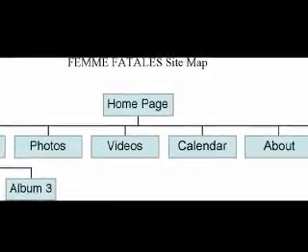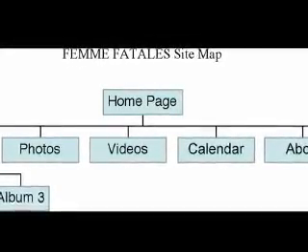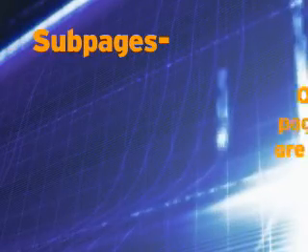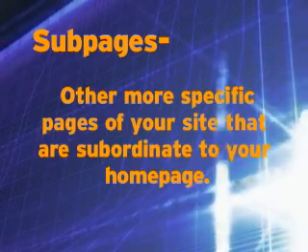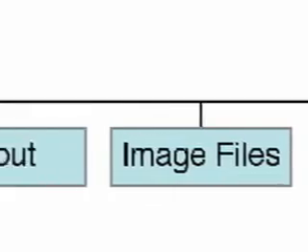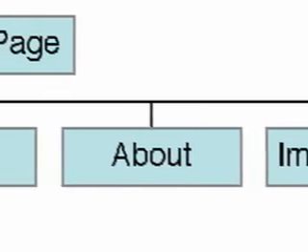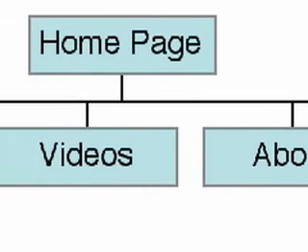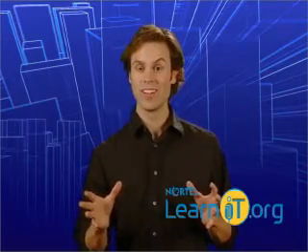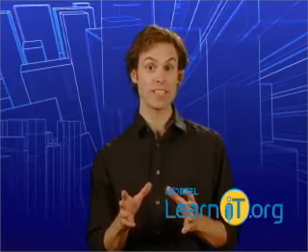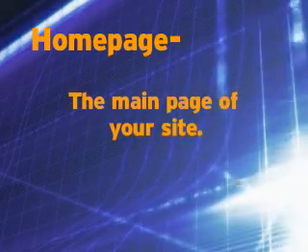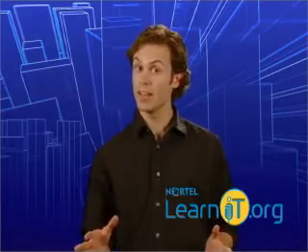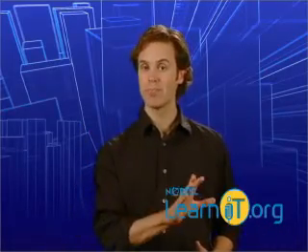So, we start with the home page at the top of the sitemap. Below the home page, we list some sub-pages. Sub-pages, you'll remember, are pages that are subordinate to the home page. This means that you can only access them through the home page. So, for our band website, first we have our home page, which will provide an introduction to the rest of the site. Then we have some sub-pages.